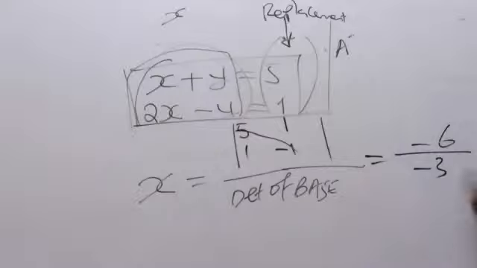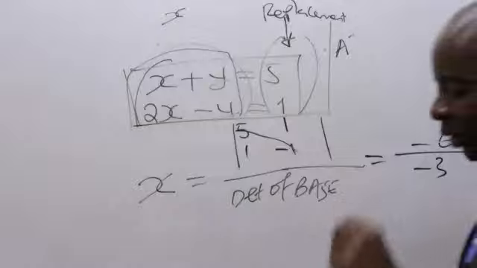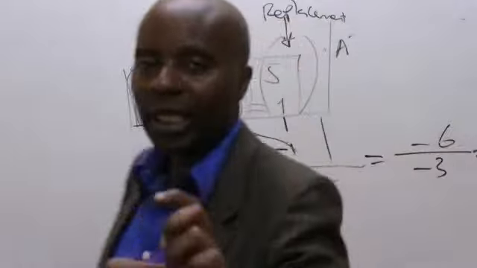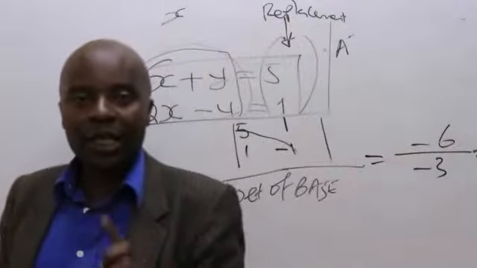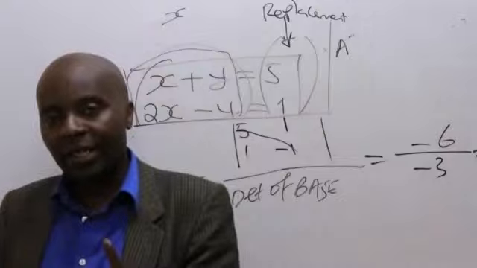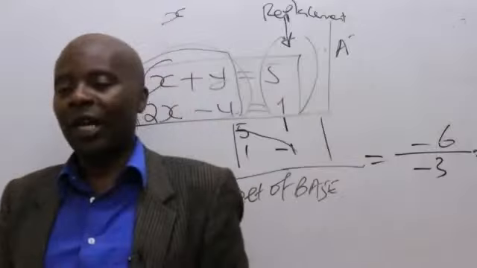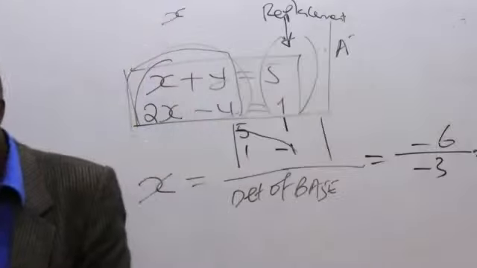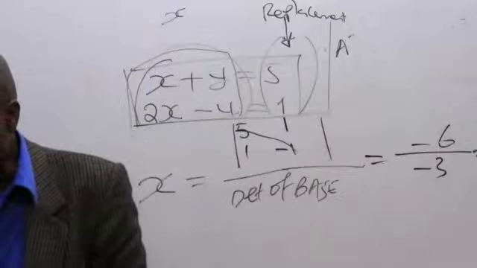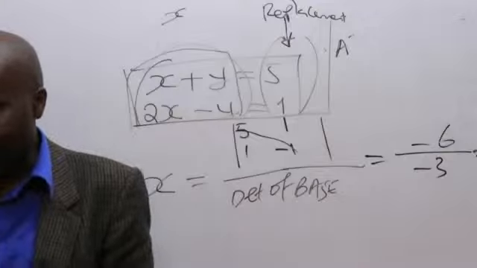We'll be able to see that minus 6 divided by minus 3 gives us what figure here? Somebody giving us 2. I know you have not understood this thing very well, but I would want you to take a step of faith. You take a step of faith and get for us the value of y. How do you get the determinant of the base? That I'll be able to explain very fast.